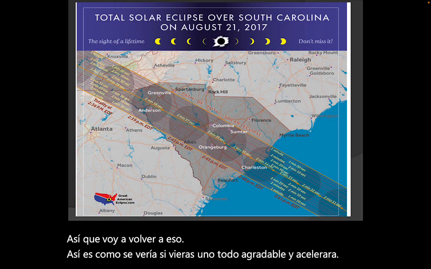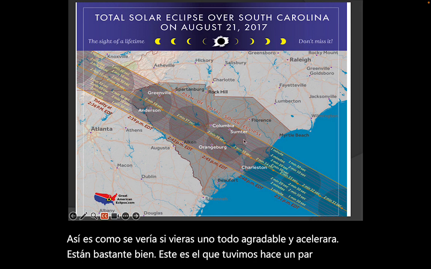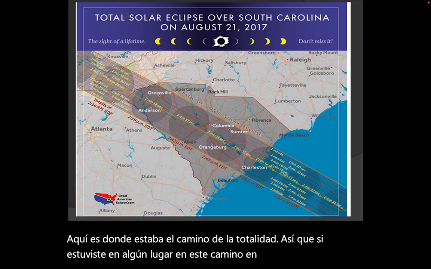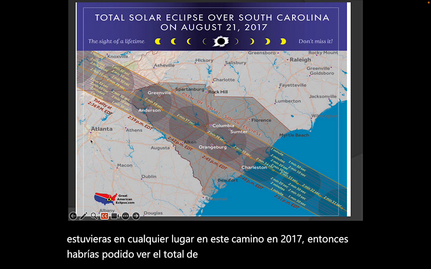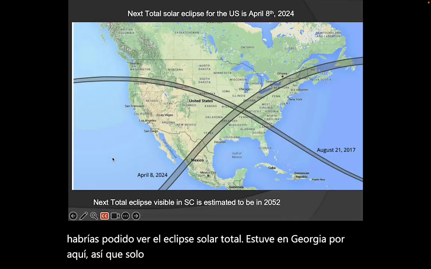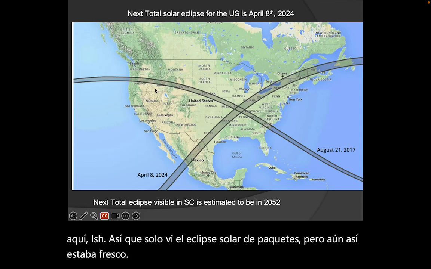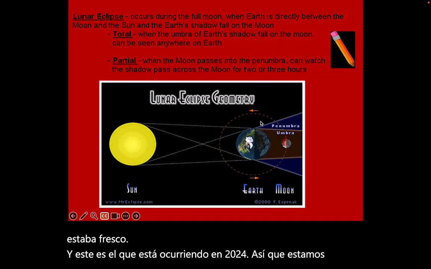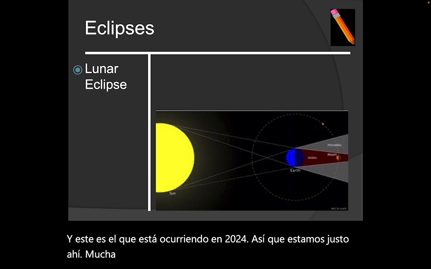They're pretty. All right, this is the one that we had a couple years ago. This is where the path of totality was. So if you were anywhere in this path back in 2017, then you would have been able to see the total solar eclipse. I was in Georgia over here-ish, so I only saw the partial solar eclipse, but it was still cool. And this is the one that is happening in 2024, so we are right in there, lucky us.